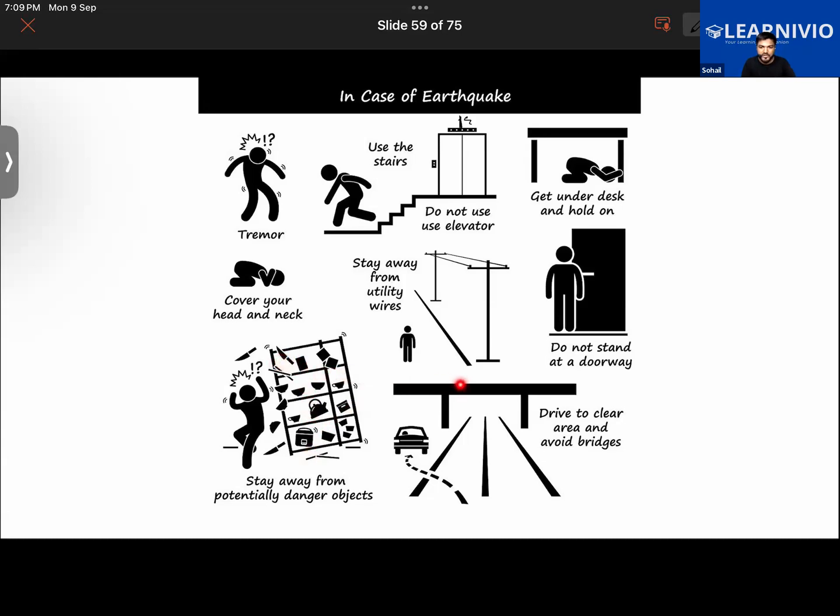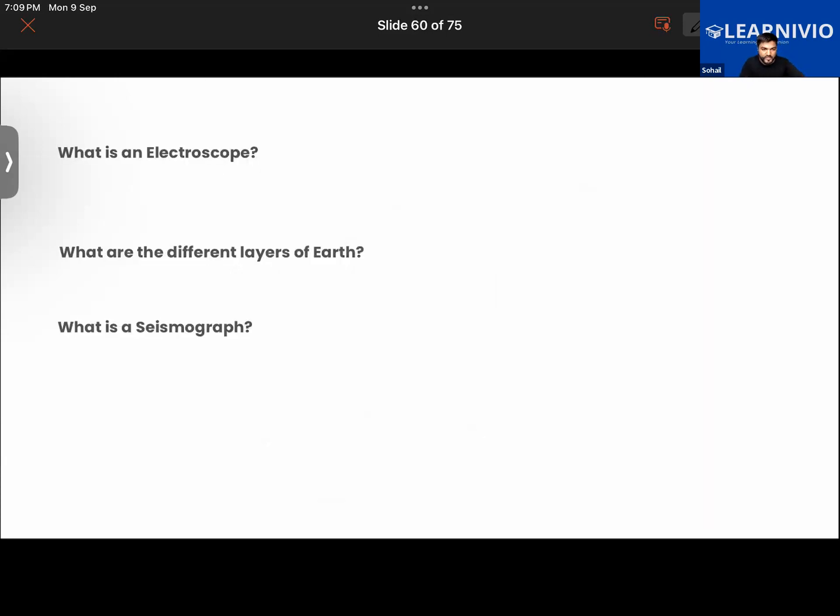Okay. Or if they are outdoors, in a car, they should drive to a clear area and should avoid staying under a bridge, because bridges are also more likely to collapse. Getting it now? So we have learned those things.